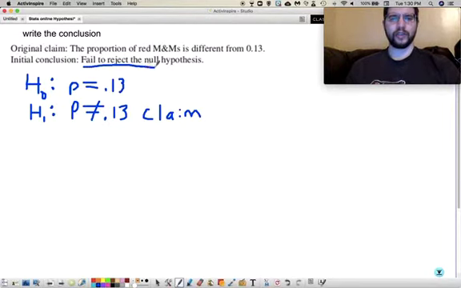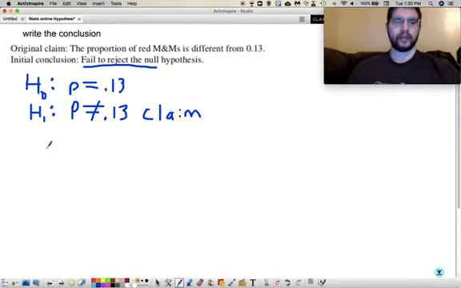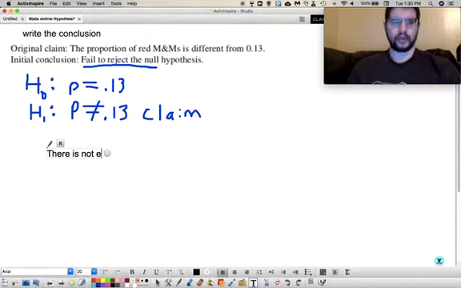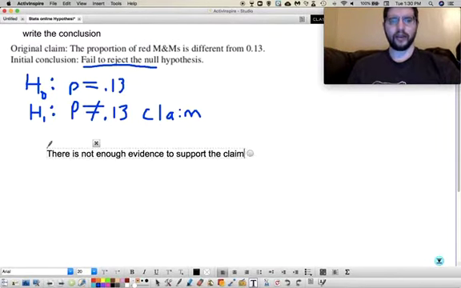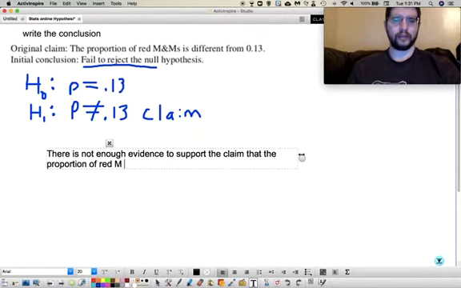And it says we fail to reject the null. So if we fail to reject the null and our alternative is the claim, then there is not enough evidence to support the claim that. And then we write our claim. The proportion of red M&M's is different from 0.13. That would be the conclusion.